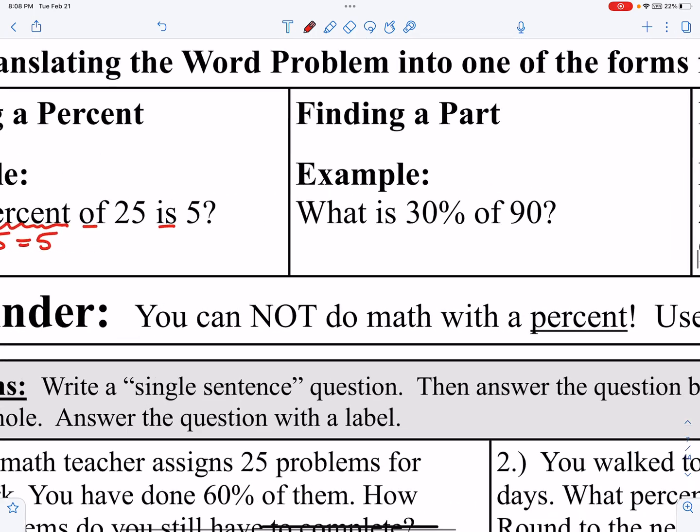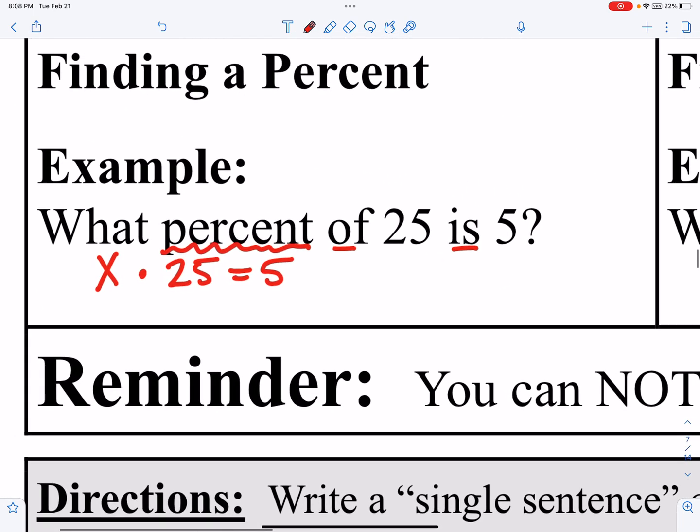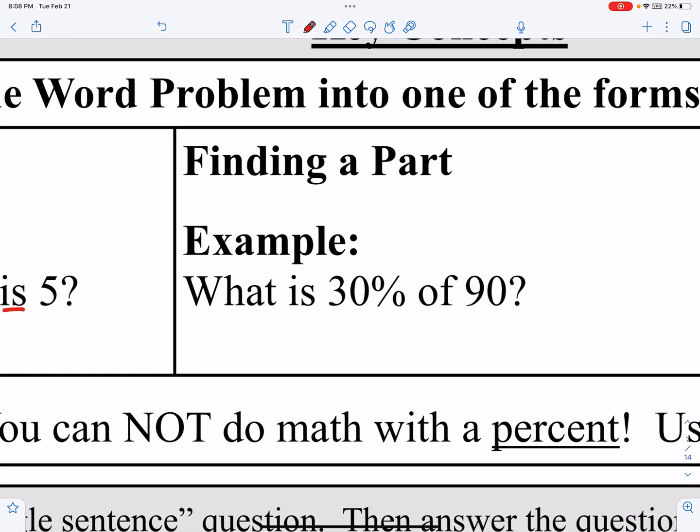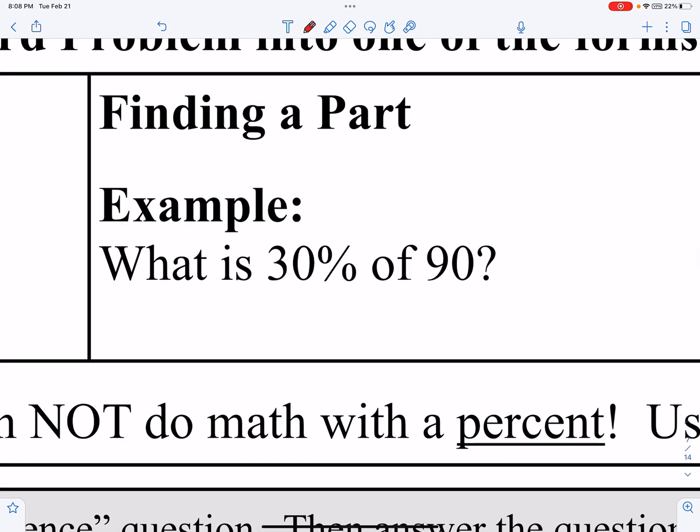All right, next one. That's if we need to find the percent, and that's what that would look like: what percent of one number is the other? This second type is finding a part. That might look like, what is 30% of 90? So we're looking for the part that represents 30% of 90.